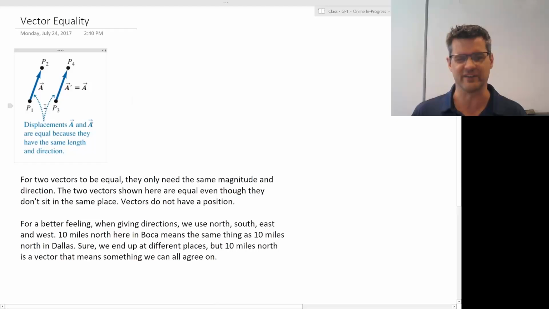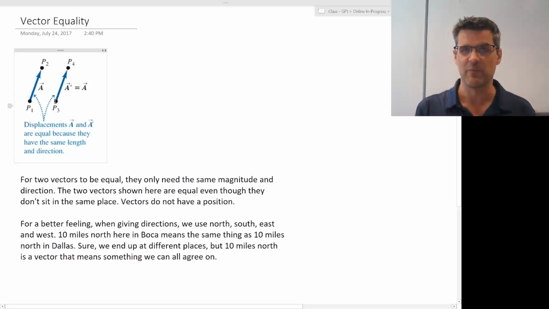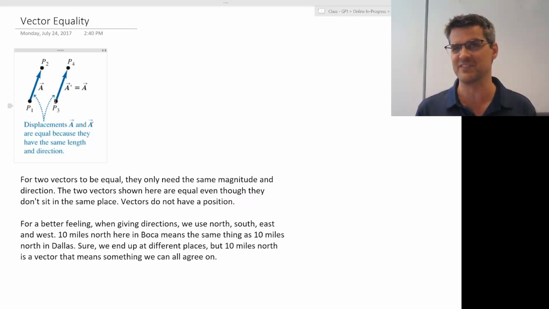So here we have two vectors. It's pretty easy to see from this picture that they have the same length. It's pretty easy to see that they're pointing in the same direction. But we see that they're not sitting at the same position. And that's okay. Because a vector has a length, which is a number and a unit, and it has a direction. Vectors do not have positions. Vectors don't have positions. And because vectors don't have positions, these two vectors, even though they're not sitting at the same place, are the same vectors. They are equal to each other.